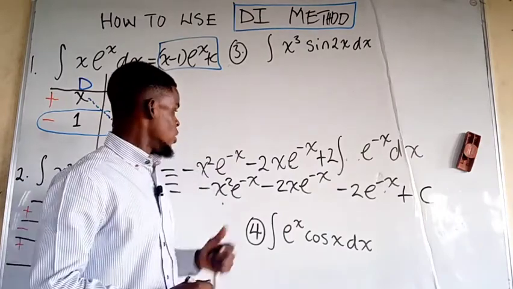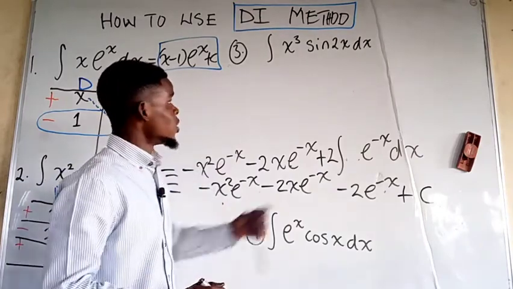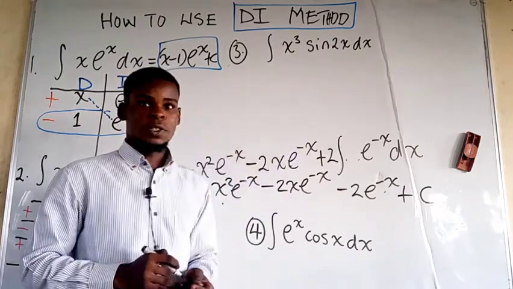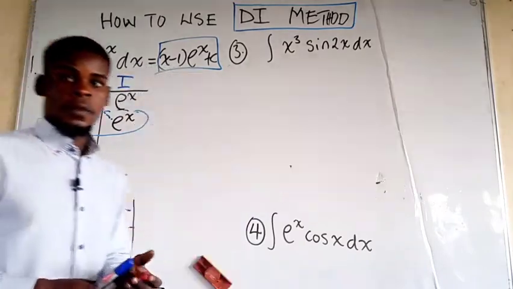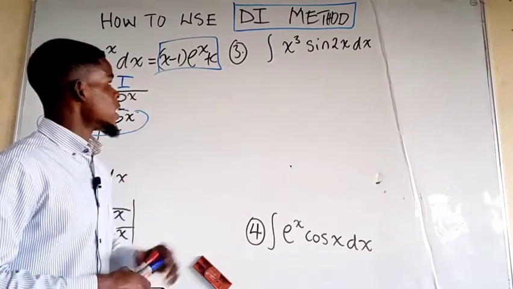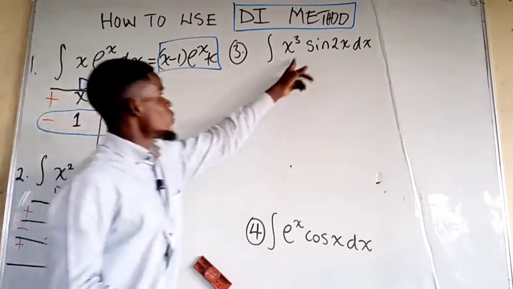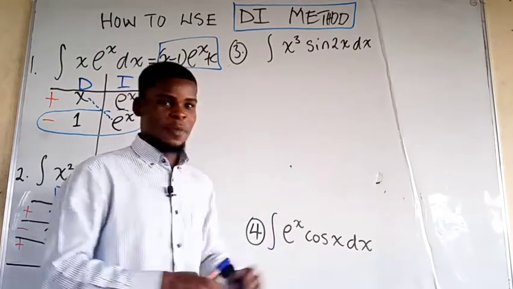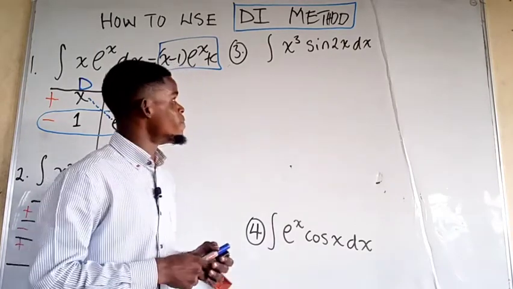So that is great for the second question. Let's go ahead and look at this in terms of the trigonometric expression. Alright, great. Now we have the third case here. We have x to the power 3 sine 2x dx. So here the power is now being increased to 3.